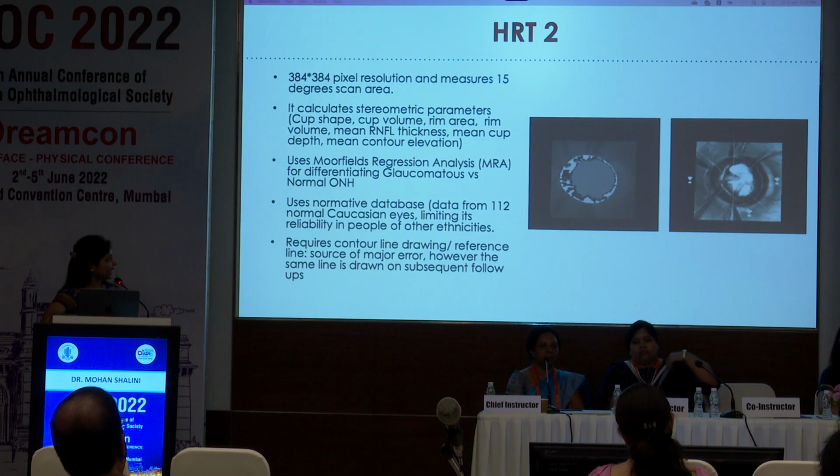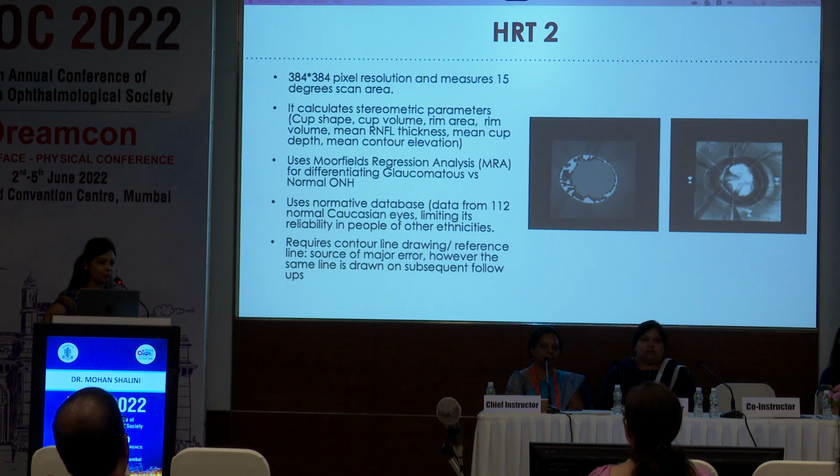So the problem with HRT2 was that a manual contour drawing was required by an optometrist around the optic nerve. So this drawing, if wrong, could lead to misinterpretation. For example, in this patient, we can see that the contour drawing is shifted to the left side, as a result of which the Moorfield's regression analysis is giving you a borderline examination.